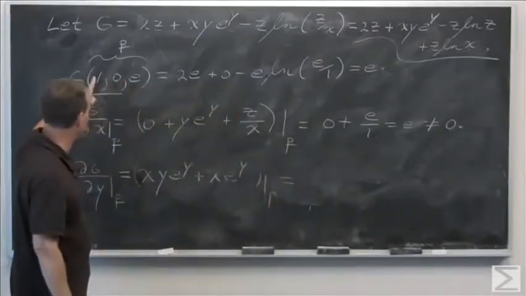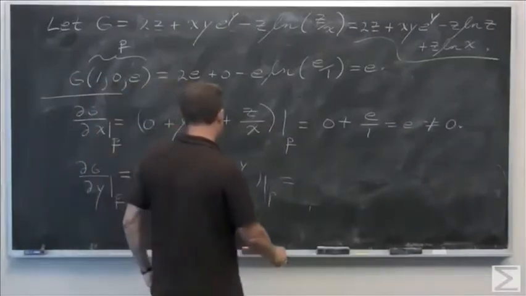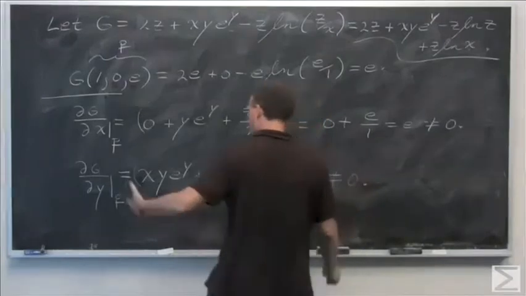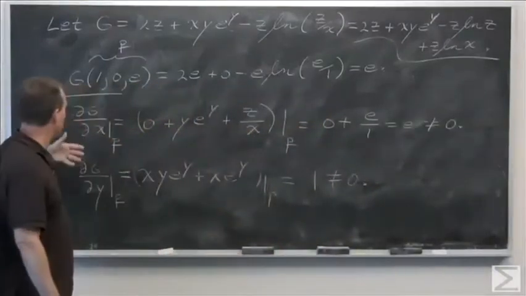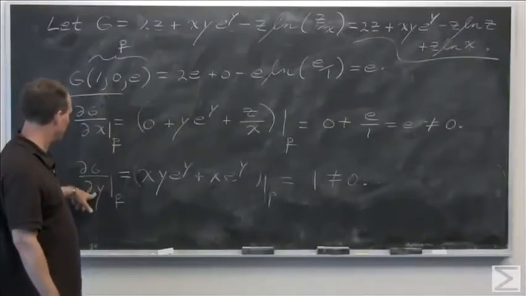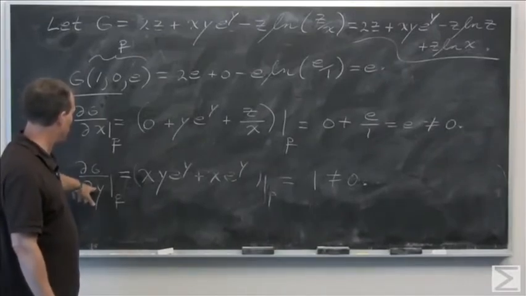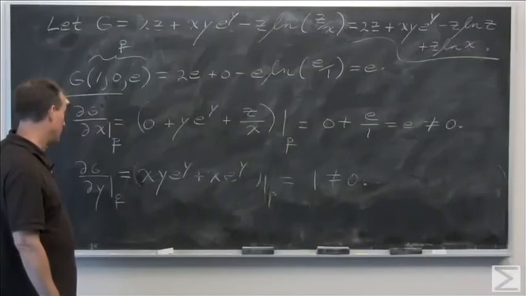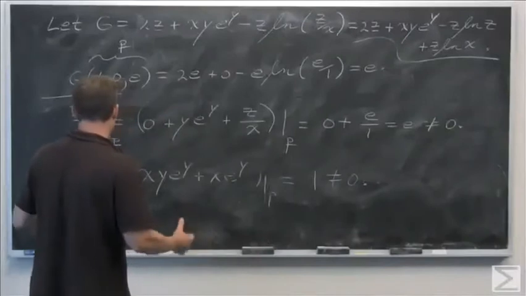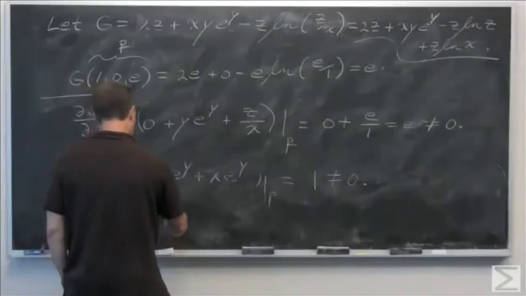So you plug in, again, y is 0, so that's 0. You get 1, and x is 1, so here you get 1. Again, this is not 0. So yes, we can solve the equation g of x, y, z equals e. We know there's a solution for y as a function of x and z near this point. So yes, the equation g of x, y, z equals e implicitly defines y as a function of x and z. And finally, I'll try to cram it in right here.